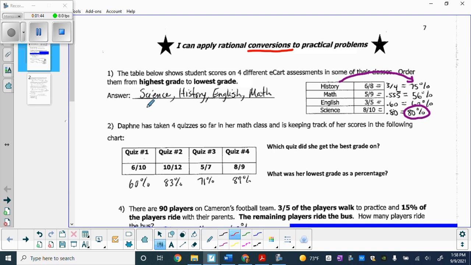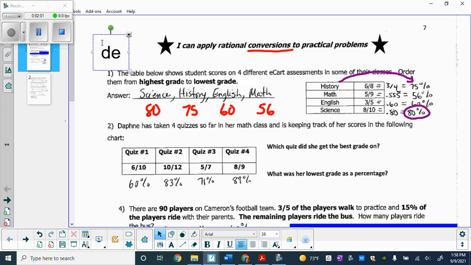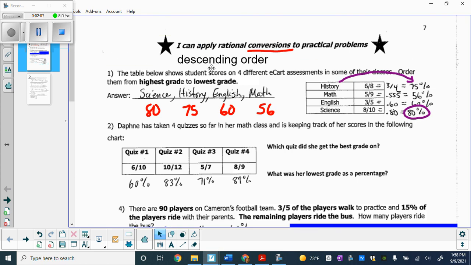And again, we saw that the science was an 80%. In history, you got a 75 on that score. For English, the score was a 60. And in math class, the score was a 56, so now they're ordered from highest to lowest. Friendly reminder that that is considered descending order. When you have highest to lowest, that's descending order. Okay? That's just a vocab reminder.